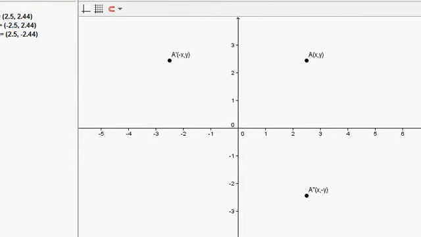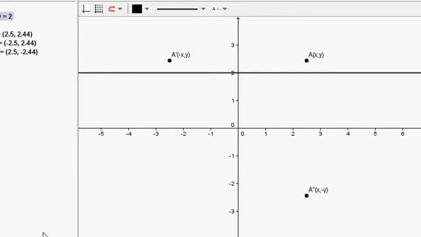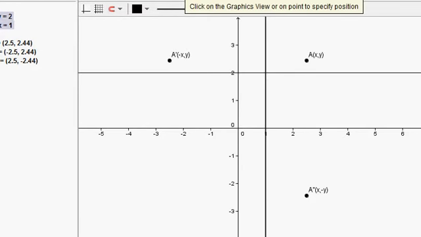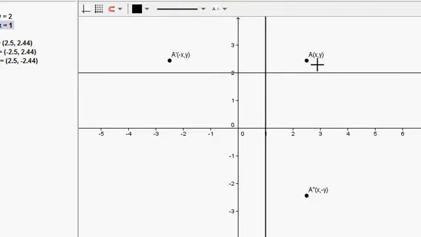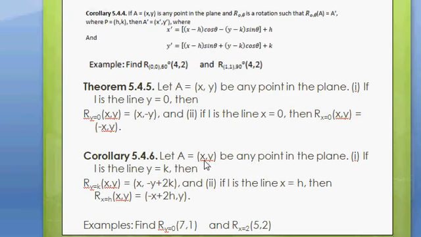Now I forgot to do a GeoGebra for horizontal and vertical lines. Let's say we have a line like y equals 2, a horizontal line, and I want to reflect across that. What I can do is first translate everything to the x-axis, reflect, and then translate back. Or if I wanted to go across a vertical line, like x equals 1, I could move everything to the y-axis, reflect across, and then translate back. Let's see what the formula works out to be for that. So that's the corollary here. It's pretty simple to work out. I'll let you look at that on your own.